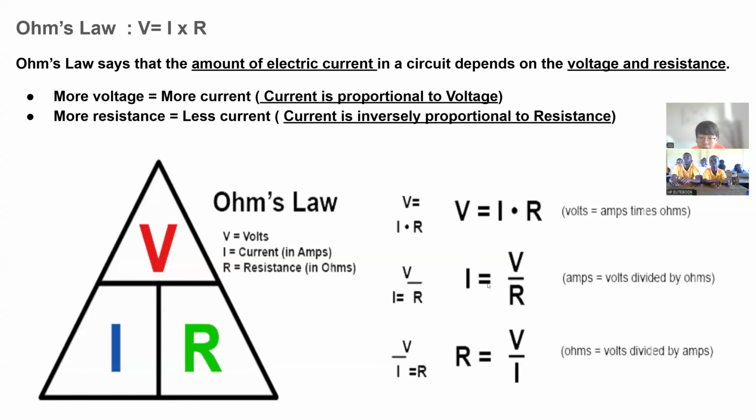But if you also rearrange this equation, you can set it up to be R equals V over I. This tells us that more current means less resistance, and more resistance is equal to less current because they are inversely proportional. It is when something equals 1 over something or a constant over something. That's when it is inversely proportional.